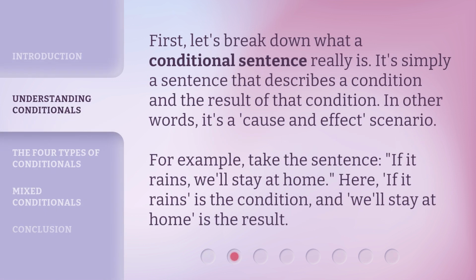First, let's break down what a conditional sentence really is. It's simply a sentence that describes a condition and the result of that condition. In other words, it's a cause and effect scenario. For example, take the sentence, "If it rains, we'll stay at home." Here, "if it rains" is the condition, and "we'll stay at home" is the result.